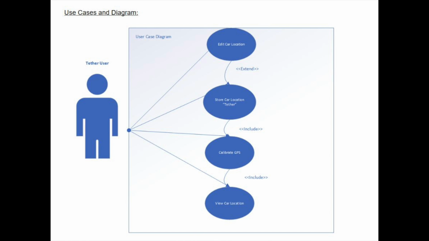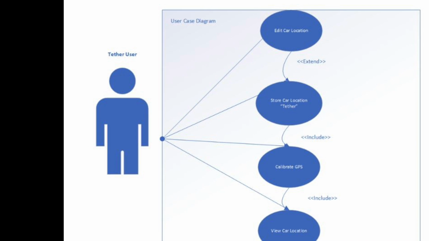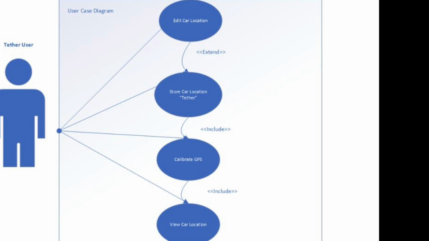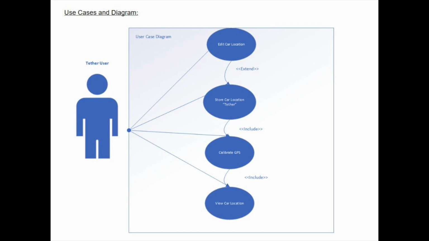In our use case diagram for the Tether app, we have one actor, which is the Tether user, and we have 4 different use cases. The use cases are edit car location, store car location, collaborate GPS, and view car location. So let me give you a hint of what each use case does specify.